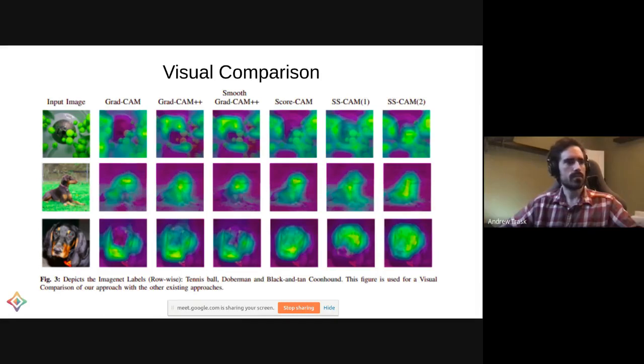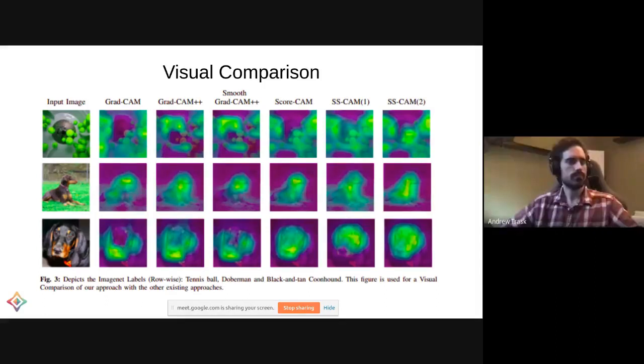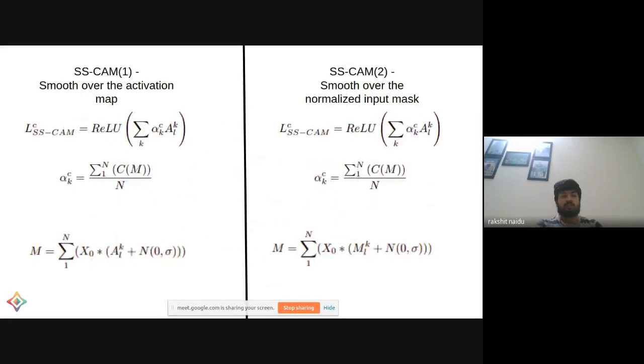Do you have any sense of why there are these different kinds of failure modes with the different categories? So I'll just give you a brief explanation of all the other methods that were there. GradCAM actually used the gradients from back propagation, and use that as the weight. So out here in this formula, alpha denotes the weight.